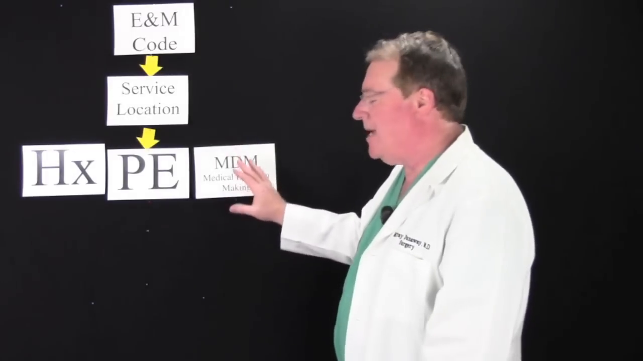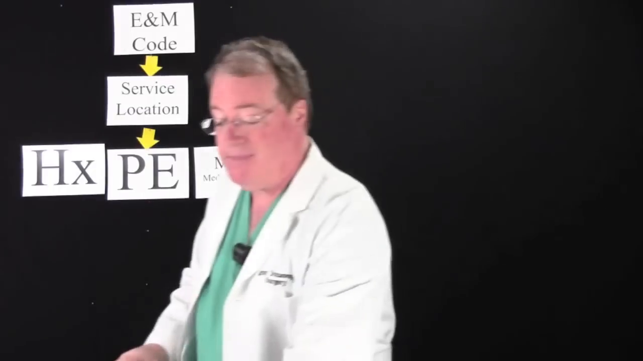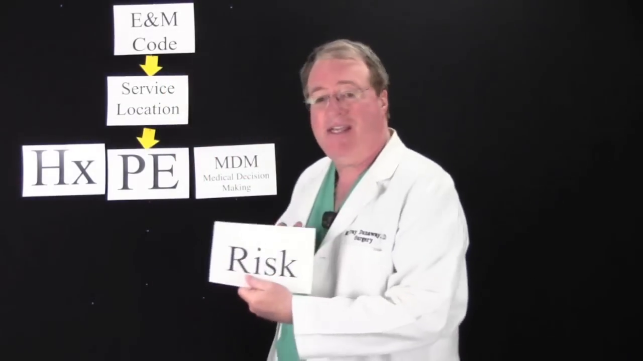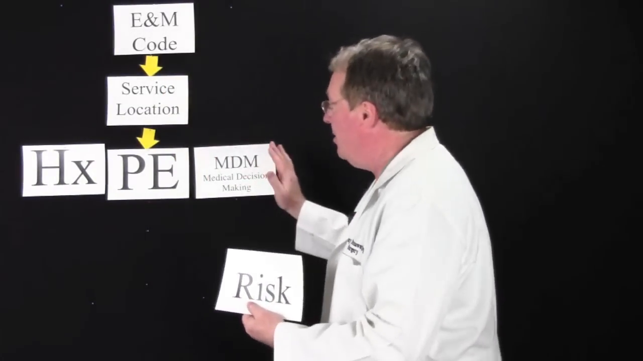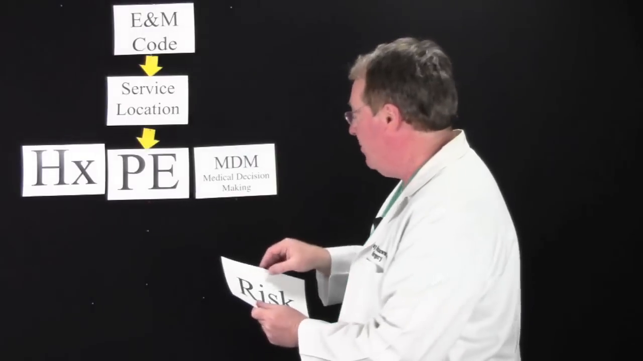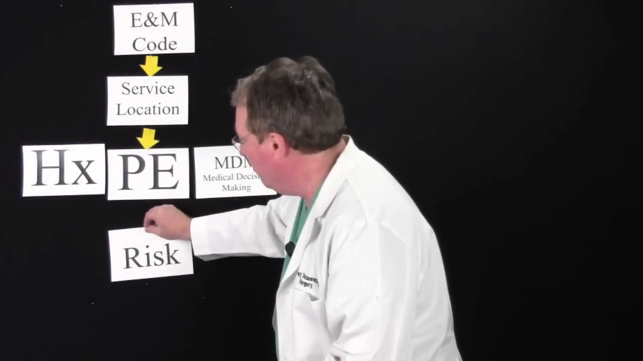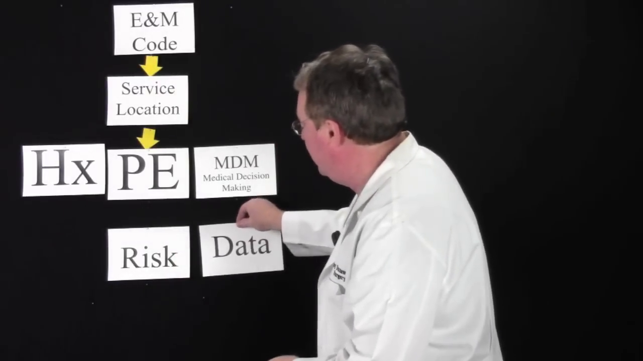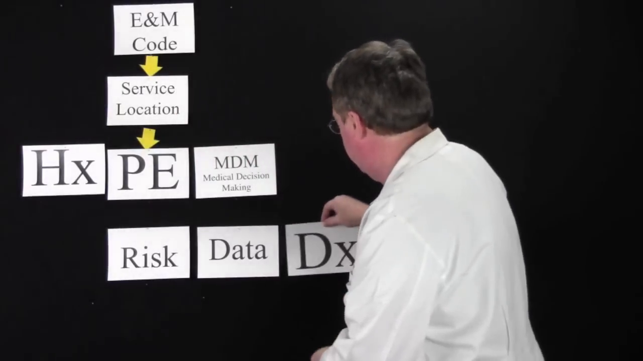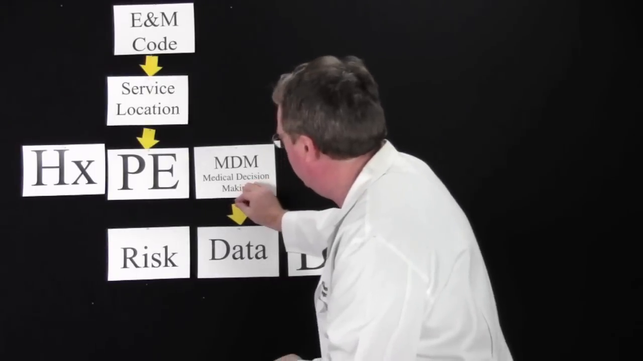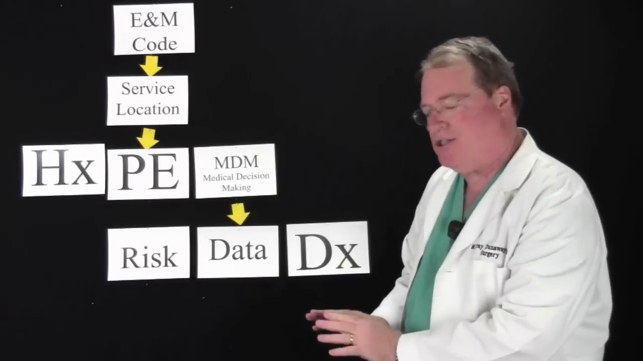But medical decision making is also composed of three key components. The first component is risk. So when you look at the components of medical decision making, you're looking at risk. You're also looking at data, and the third component is diagnoses. So when you take medical decision making, you are actually looking at three key components of the medical decision making.